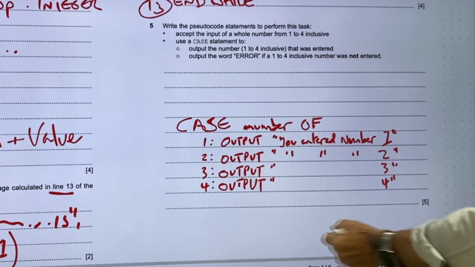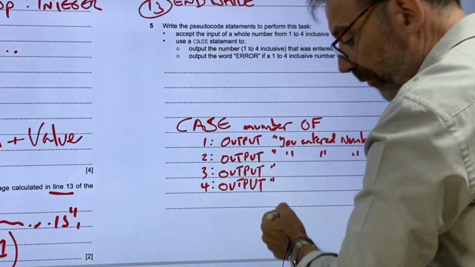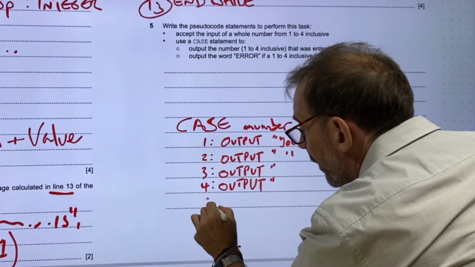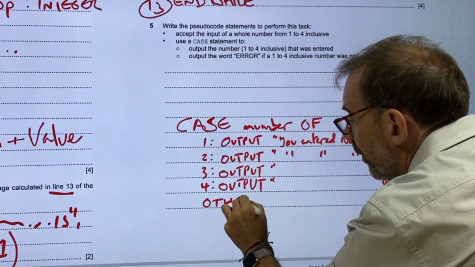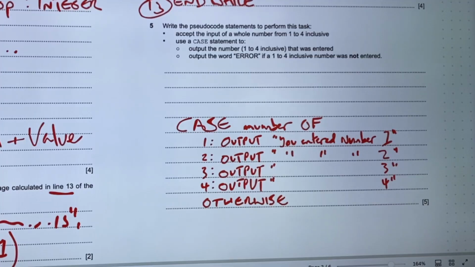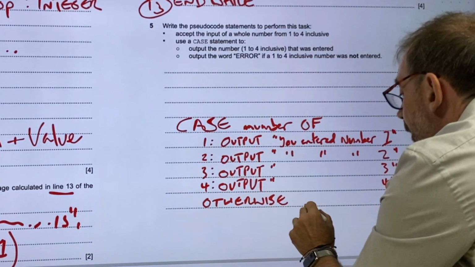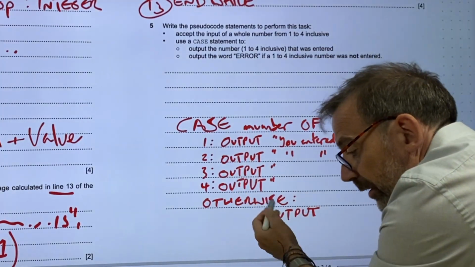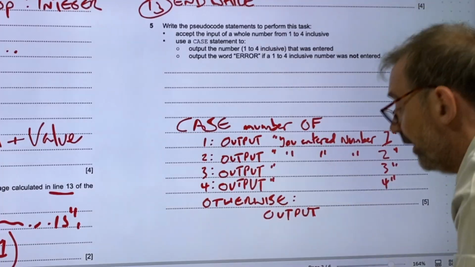So that would be this case statement, but then we also need, within this case statement, another one. Just check that that's on. Otherwise, output, following this, the error message. The word error.